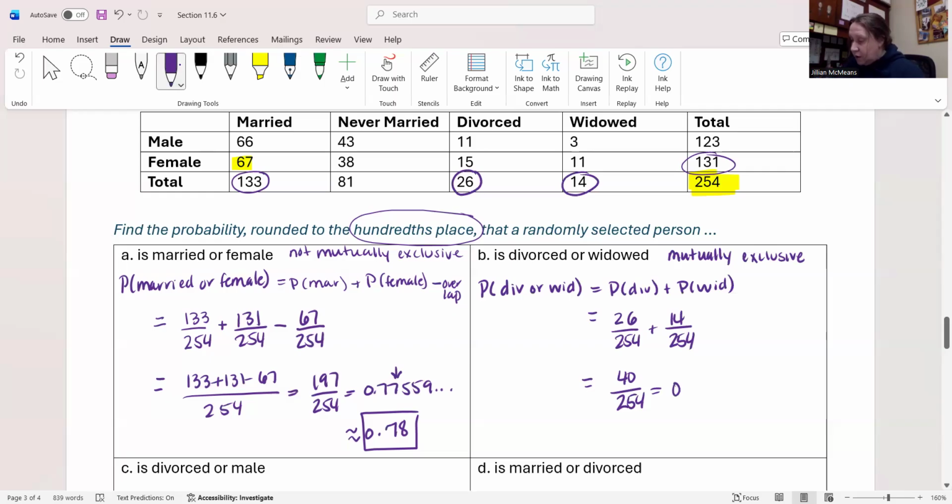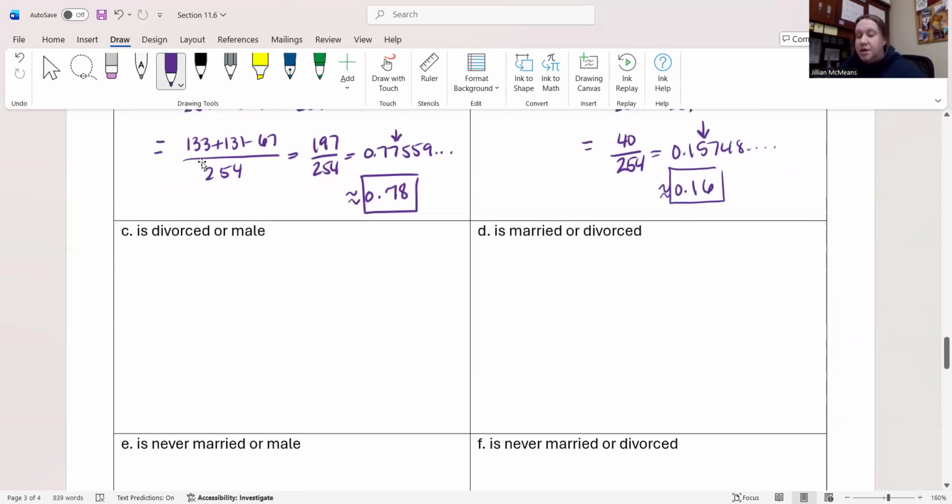And I get 0.15748, and so on. We're rounding to the hundredths place, which is 2 decimal places. So in this case, we're looking at the 5. Directly to the right of that, we have a 7, which tells me to round up. The 5 becomes a 6, and I chop everything after that off. So I would get 0.16. So if I were to select somebody at random from this table, the probability that they're divorced or widowed is 16%. Okay? Scooting right along, let's look at part C.